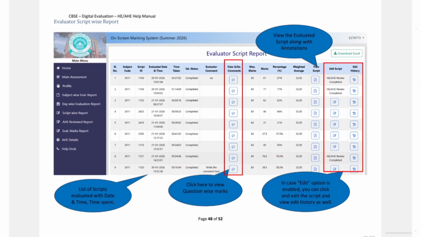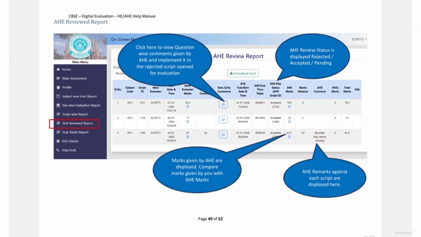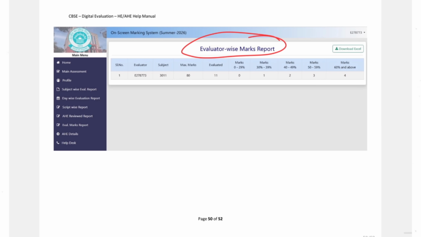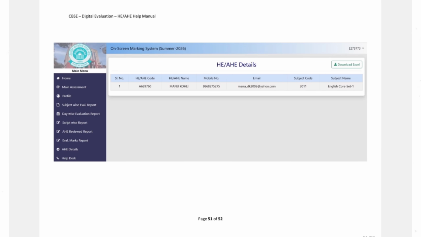Then evaluator script, so here HE review is also given, so you can open those HE review, you can see the comments which you have been given. So here you can click on the question number, comment, marks given by AHE, AHE remark against each script, HE review status is rejected, accept or pending. Then evaluator wise mark report, like 80 marks, 11 evaluated, how many answer sheets are in this range, 60 and above, 50 to 59, 40 to 49, 30 to 39. So you don't have to make all this report, automatically they are going to make.